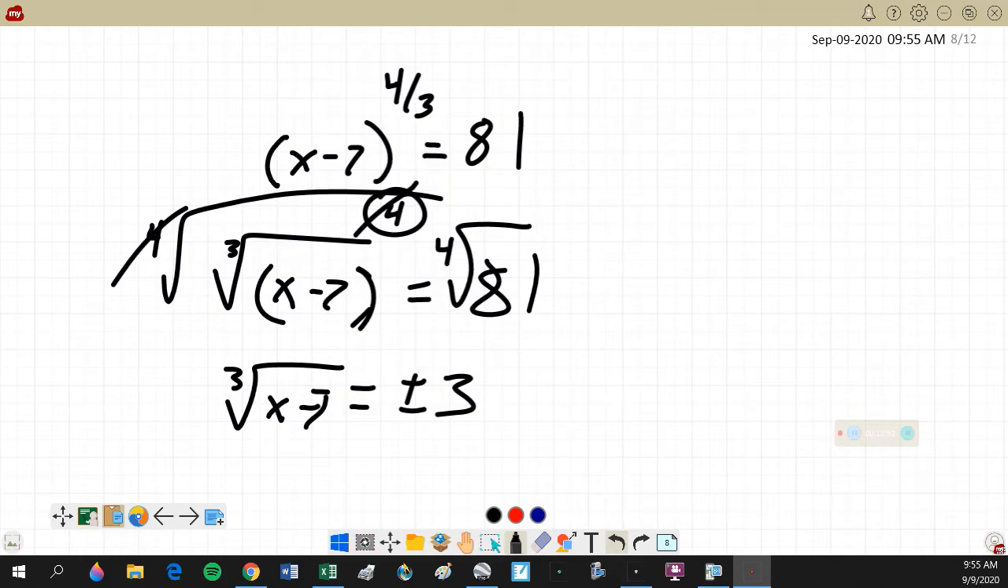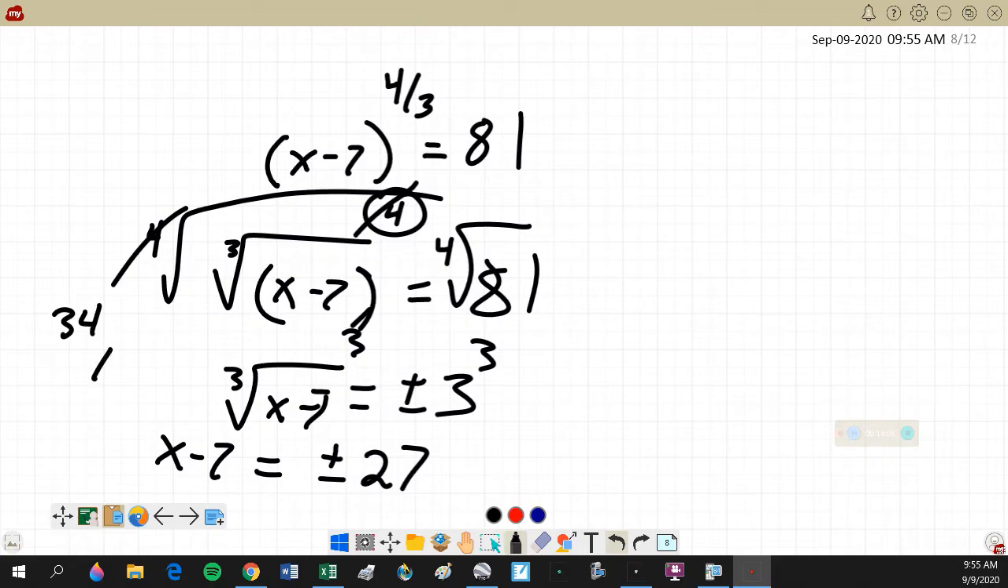Now what should I do? Raise it to the 3rd. So x minus 7 equals plus or minus 27. Then you would add 7 to each of them. 34 and negative 20. You guys okay with that?